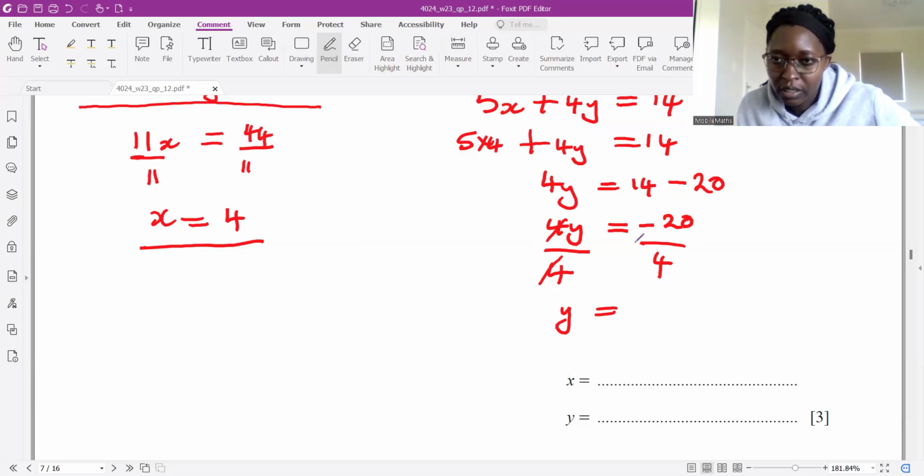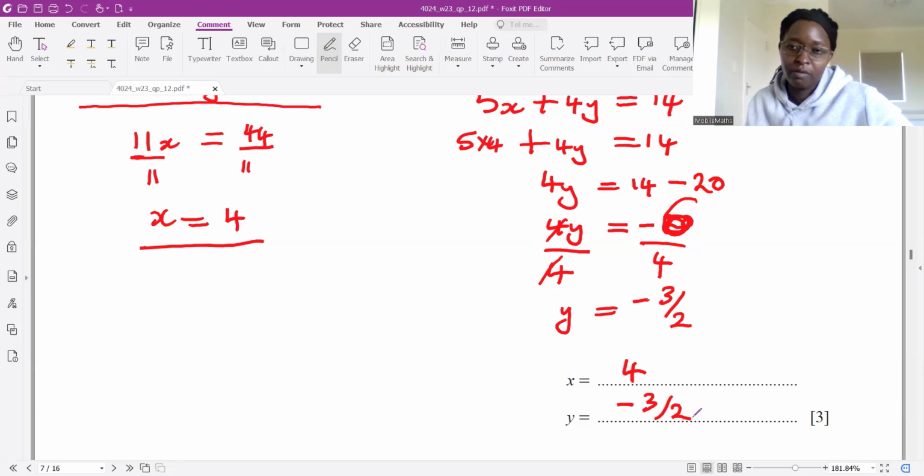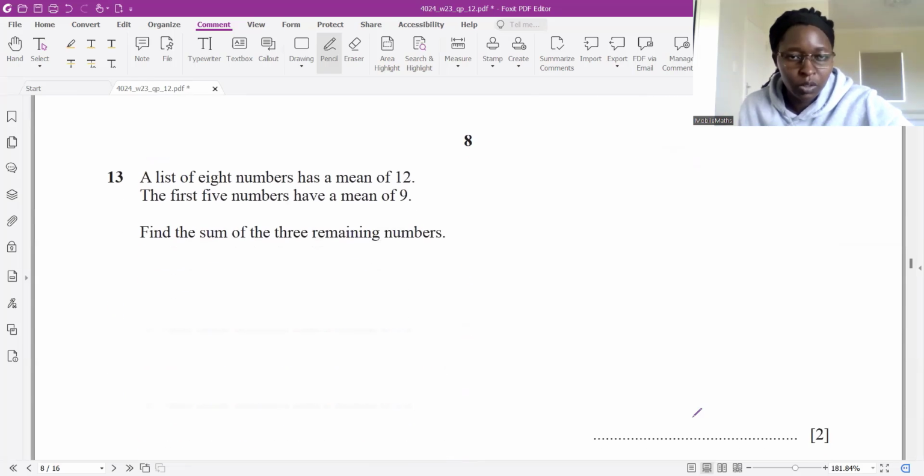4 into 20, that's 20, right? No, that's not a 20, that's a 6 here. This is a 6. So I get minus 3 over 2. So my x is 4, my y is minus 3 over 2. Fine, perfect. Let's move on.